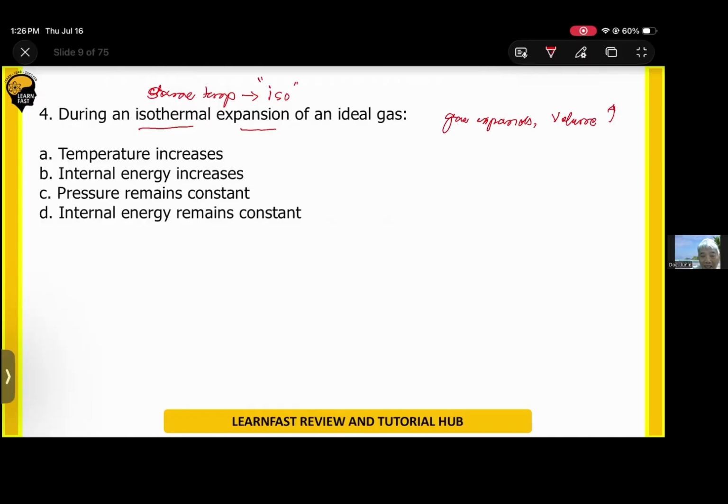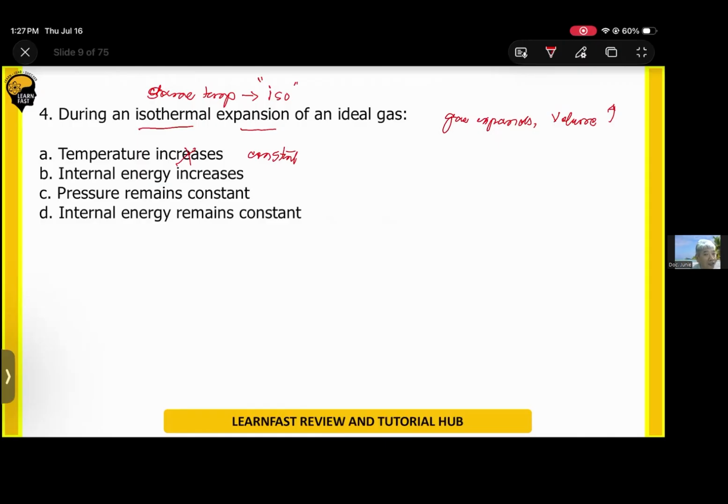Now, which is a valid statement for the situation wherein there is isothermal expansion? Just to reiterate, isothermal means you keep the temperature constant. So therefore, A saying temperature increases is invalid because the temperature is constant. So you have 3 options left. What do you think would be the best answer here? Remember, the gas expands, the volume increases.